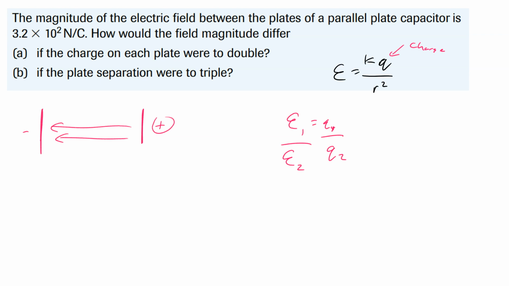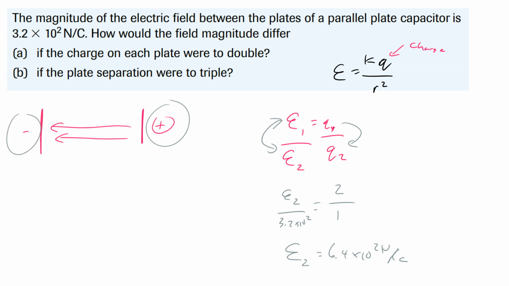So if we were to double the charge, and I'll just reverse these to make this easy, that means that we would go from 2 to 1 over E2 over 3.2 times 10 to the 2. So therefore, this would have to double. Our answer for the electric field would be 6.4 times 10 to the 2 newtons per coulomb. Because what have we done? We have increased the charge of these plates right here. That, of course, will make a stronger electric field.